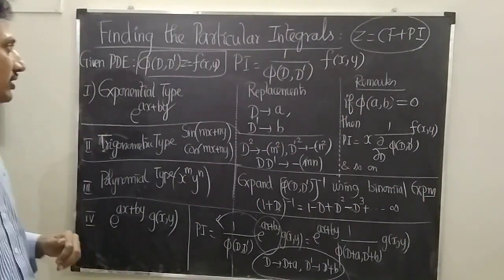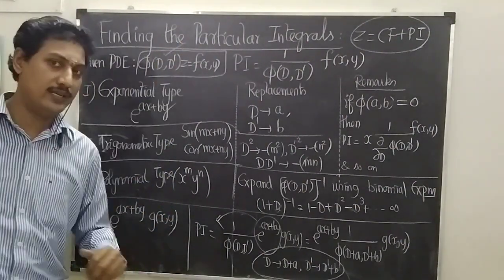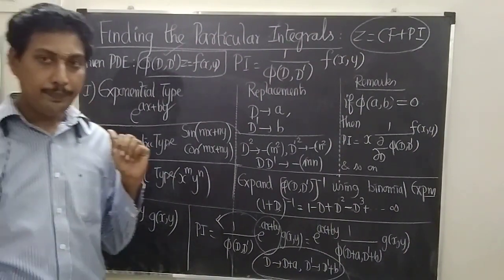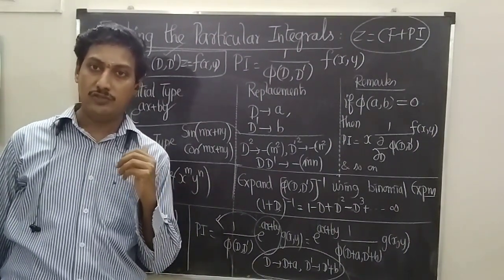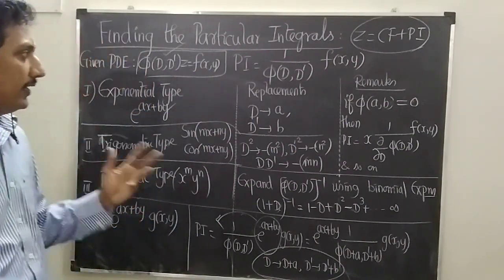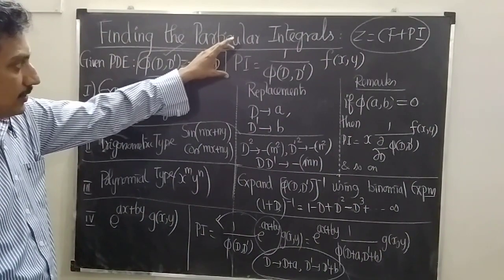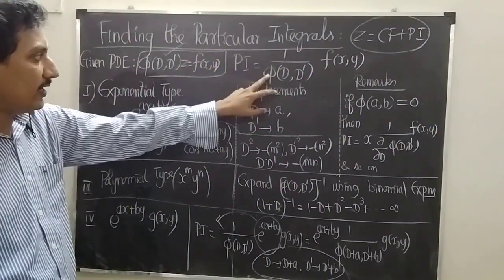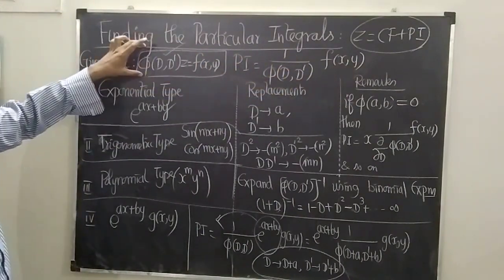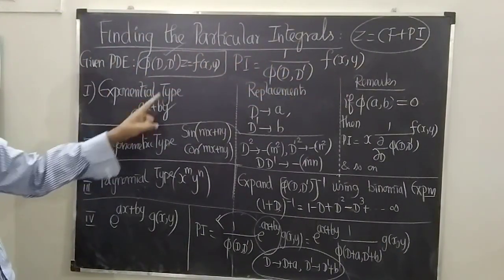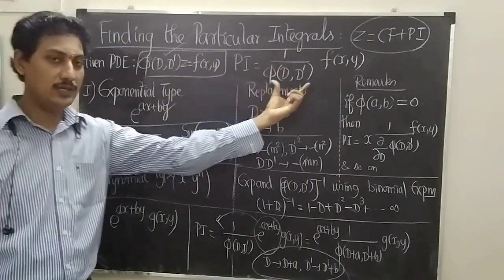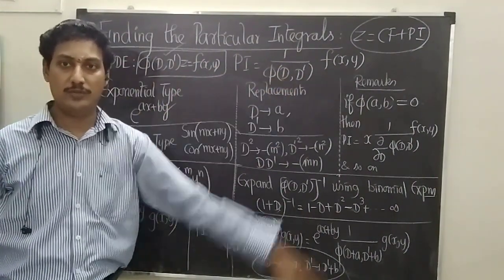The complementary function we can get from the left hand side, phi of D comma D dash, and the particular integral will be generated from the right hand side function, that is f of x comma y. So my requirement is P.I., that is 1 by phi of D comma D dash of f of x comma y. Suppose the given PDE is of the format phi of D comma D dash into z is equal to f of x comma y, then P.I. is 1 by the left hand side denominator into the function.